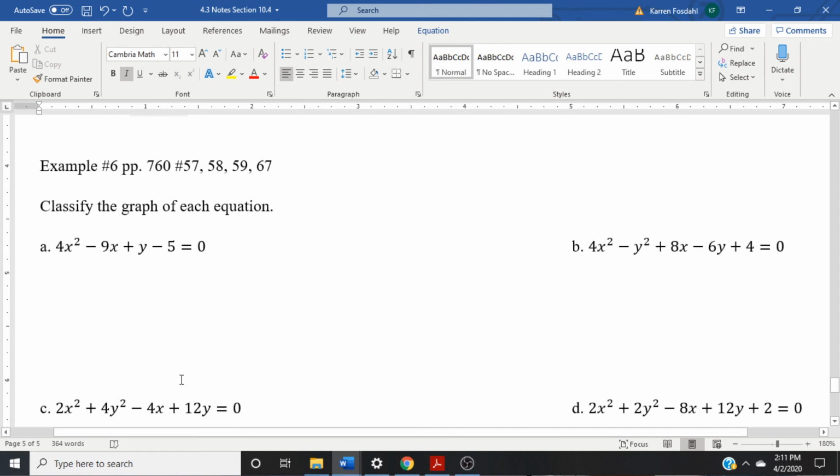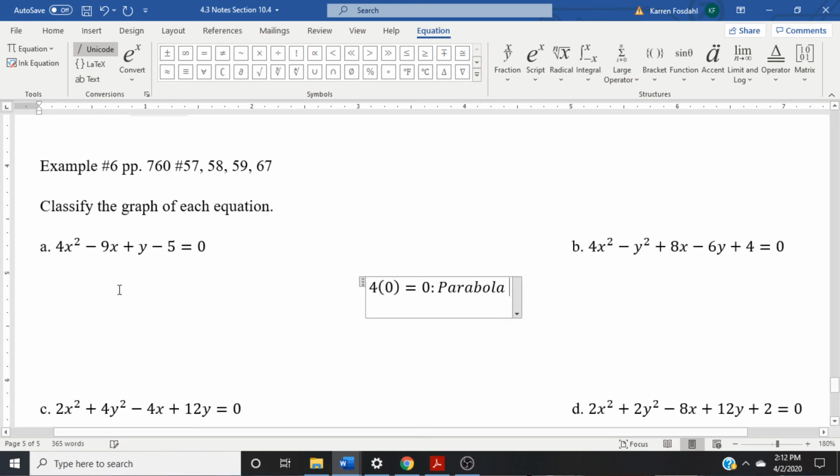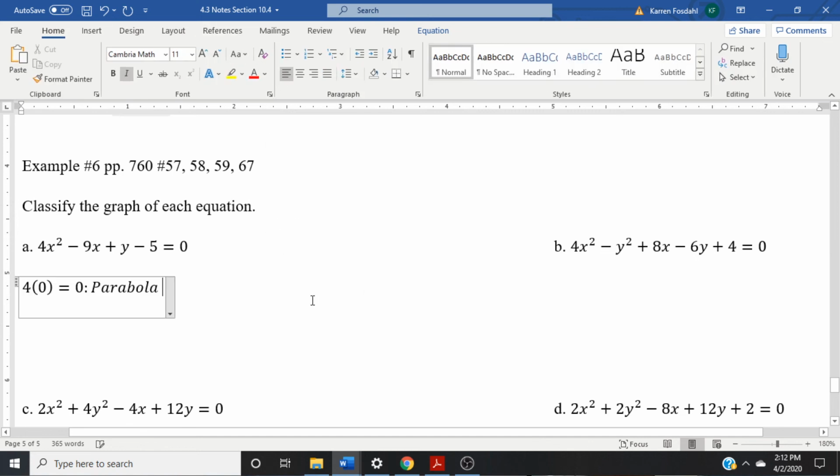Let's look at some questions. This one, do we see a y squared in this question? Well, no. We see A, so this would be A times C. 4 times 0 is equal to 0, which means it's a parabola. That's the first one.